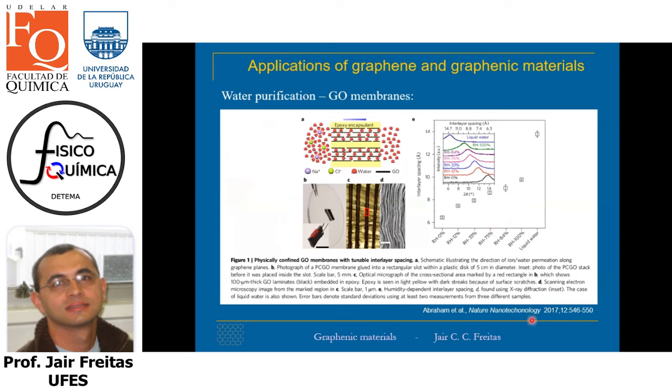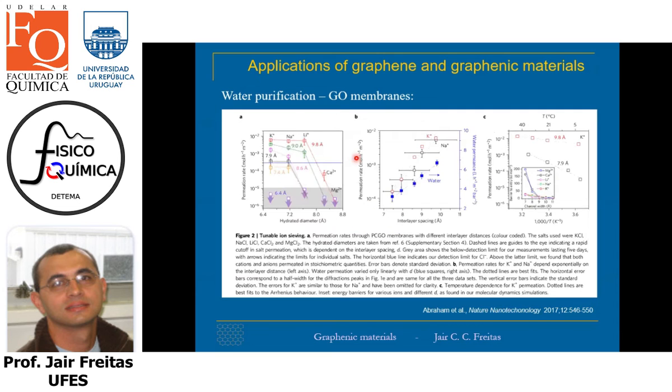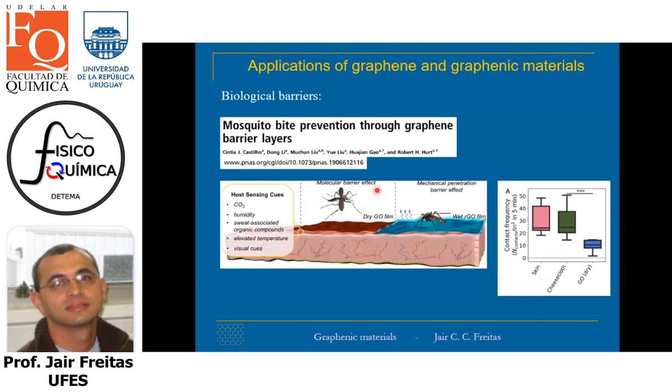And in this paper here, the authors demonstrated that it's possible to tune the interlayer spacing between the graphene oxide layers by changing the moisture content where the material is stored. So if you change the water content, the water molecules are intercalated between the layers, and the interlayer space can be increased or decreased. So they can tune the permeation rate of different ions by playing with this interlayer space. Here are some examples of the application of this method with different interlayer spacings. We find different permeation rates for ions of different sizes. So the use of graphene oxide membranes is a very strong field of application of graphene oxide.